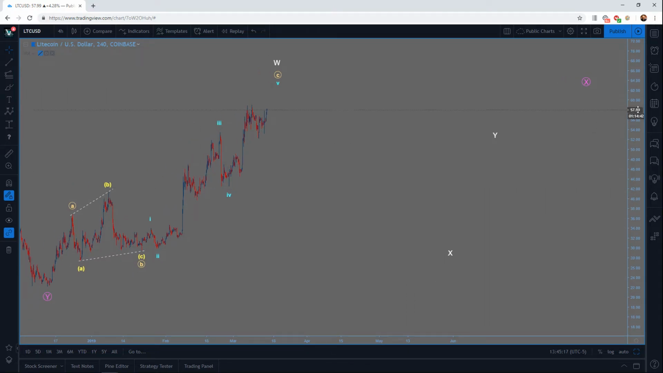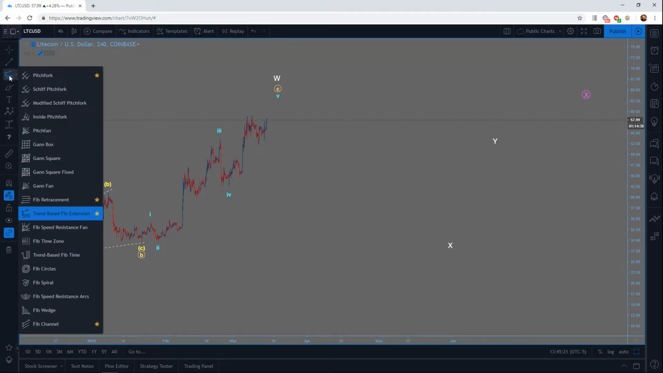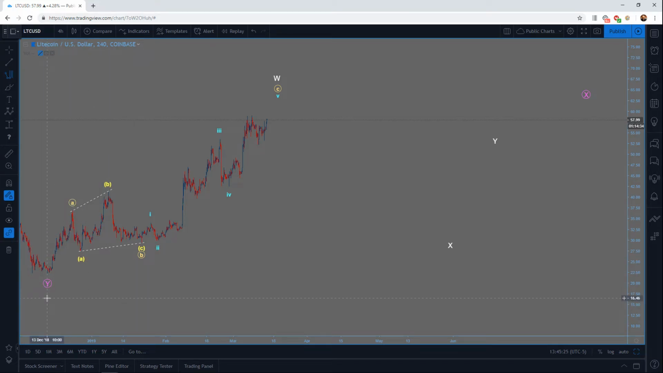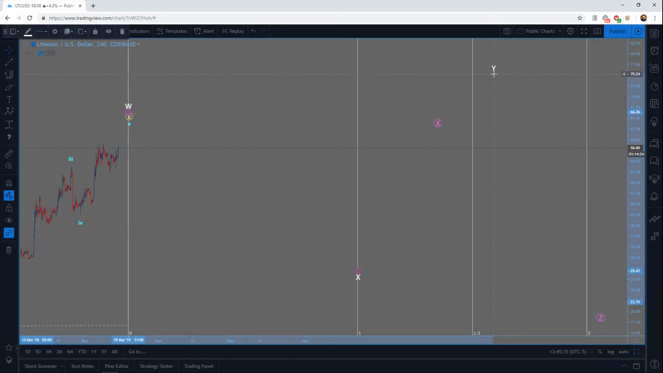And I expect that X to take a lot of time. First of all, I expect it to take at least as long as the W that it's correcting. So we can call that here. And then the Y behind it.